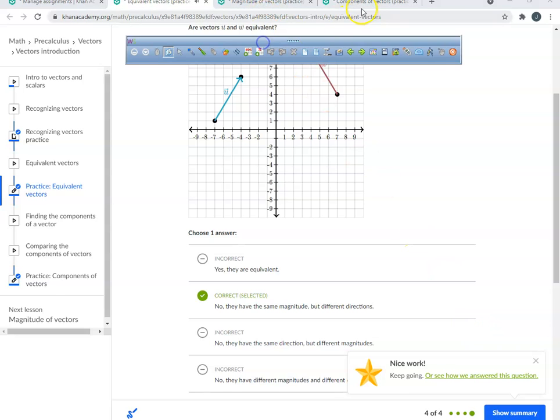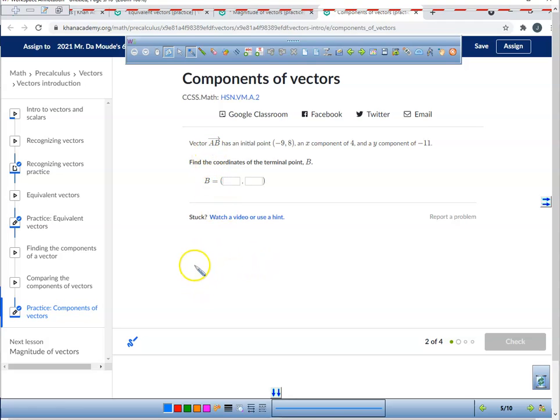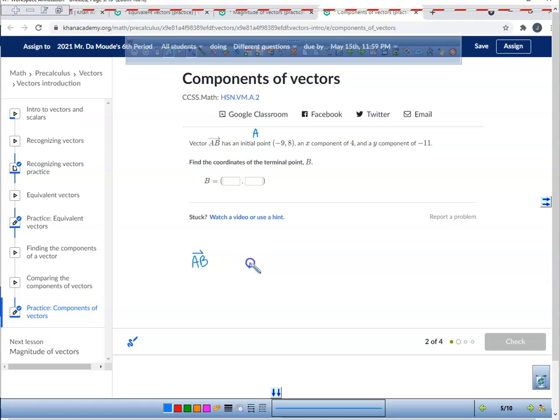Okay. So what are the components of vectors? If you have vector AB, and it has an initial point, that's your initial point A. So your initial point A is at -9 and an 8, and it has an x component of a +4. That means I get to add 4, which puts me at a -5. And it has a y component of -11, which means I get to take away 11. That puts me at -3. So if A is my initial point, B would be my terminal.